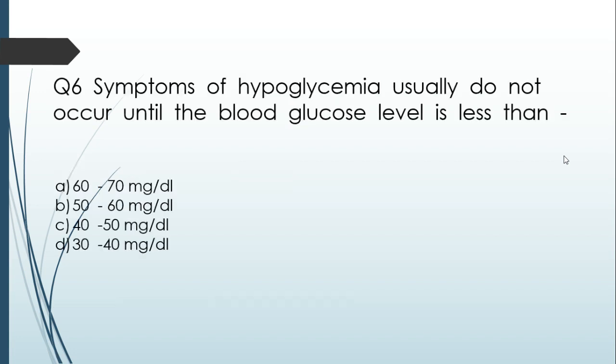Question number 6. The symptom of hypoglycemia usually do not occur until the blood glucose level is less than option A 60 to 70 mg/dl, option B 50 to 60 mg/dl, and option C 40 to 50 mg/dl, and option D 30 to 40 mg/dl, and its answer is 50 to 60 mg/dl.